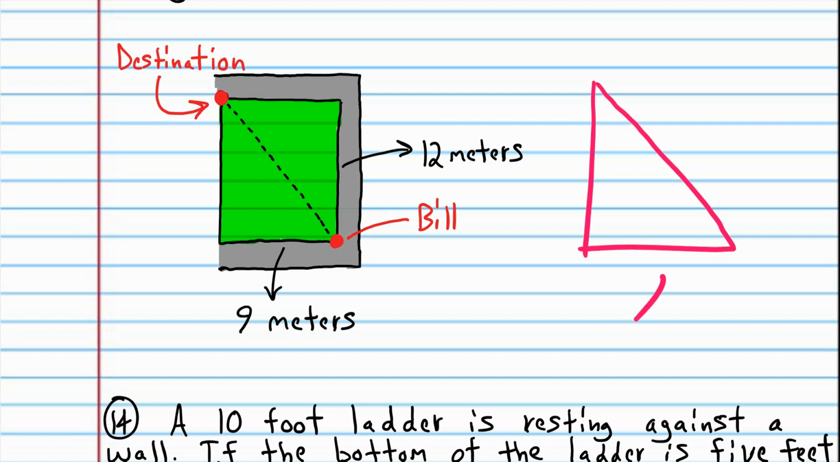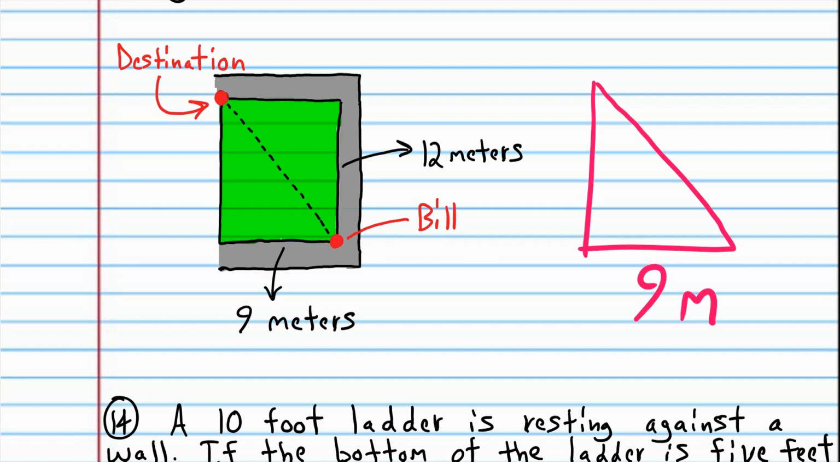So this side here is 9. We know that, 9 meters. But this side we don't know. There's no length given here, so it's kind of a trick problem. But we do know that this length is 12. That has to be the same length. That's just how rectangles work.